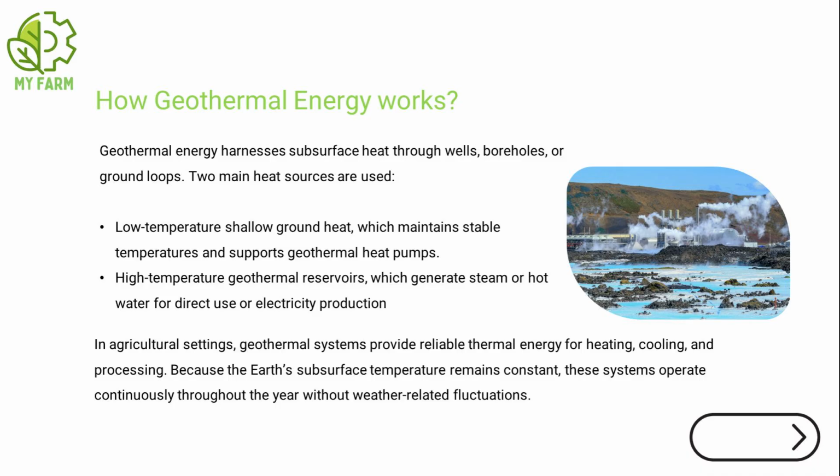The second resource involves high-temperature geothermal reservoirs, located much deeper underground. These areas contain naturally heated water or steam that can be accessed through wells. Such reservoirs are used for direct heating or even for generating electricity where temperatures are high enough. Because geothermal heat is always present, these systems operate continuously, day and night, and can reliably support farm operations that require consistent energy.